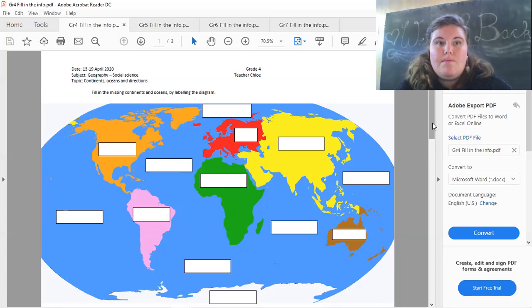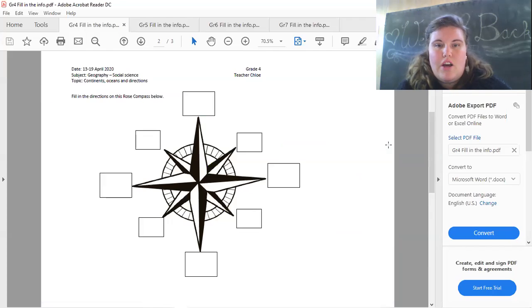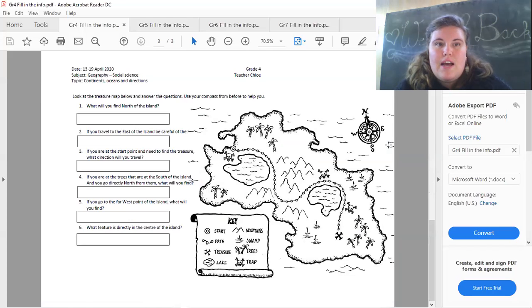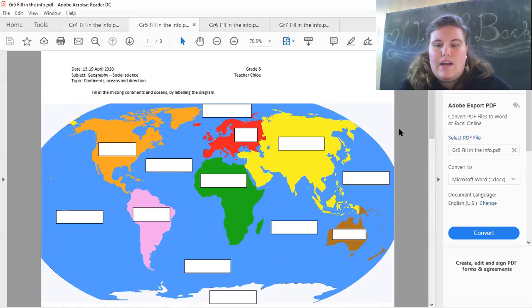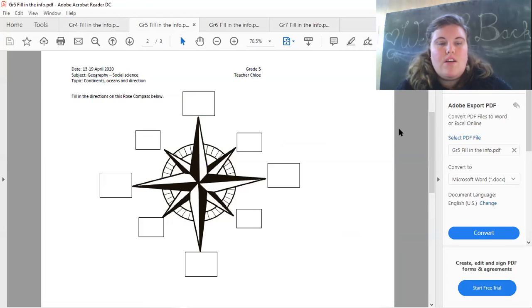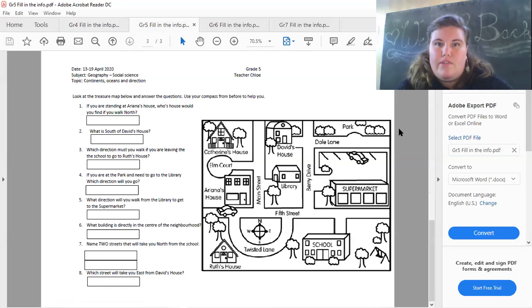So the grade fours, your one looked like this. It has the continents and the oceans, and it has the compass rose, and it had a map. Okay, so that was the one that yours looked like. Grade five, you also had a map of the world. You had a compass rose, and you had a different map.